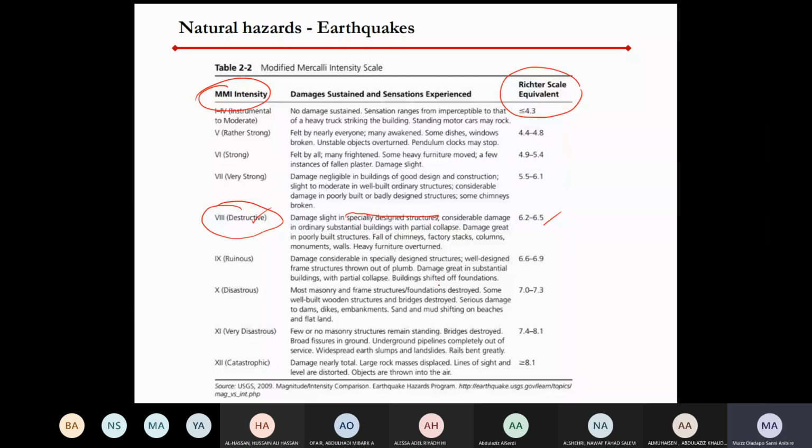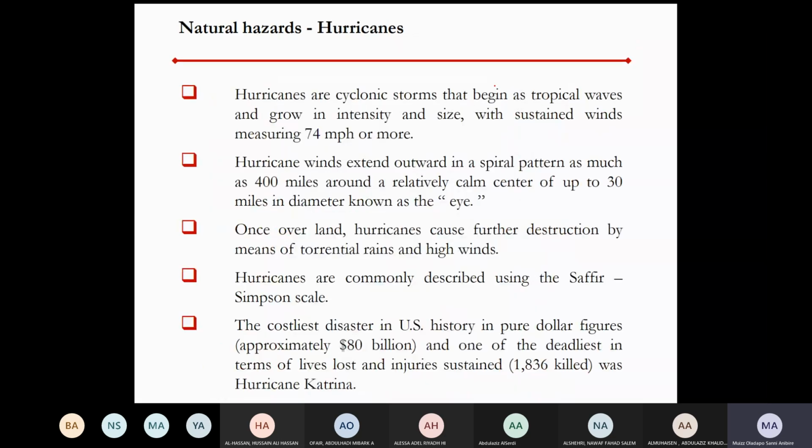All right, and then if you go to an earthquake that is 8.1 and above, this can be described as 12 on the MMI scale, which is catastrophic. Damage is nearly total, almost complete ruin. Large rock masses are displaced, lines of sight and level are distorted, objects are thrown into the air. So this is how you can understand the MMI scale and the Richter scale. Once you get information on the Richter scale, you can compare to the MMI scale and see the descriptions of sensations or damages experienced during that earthquake.